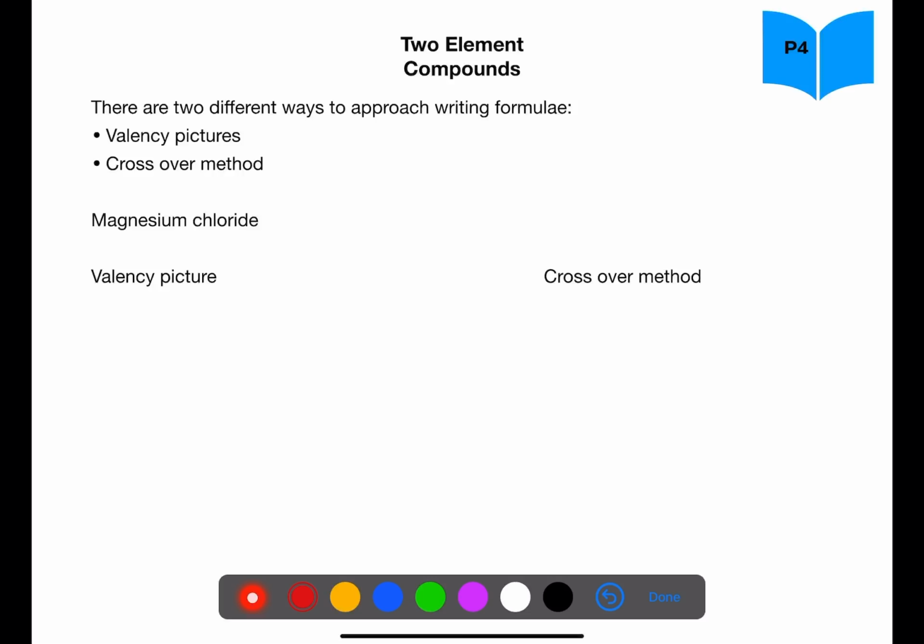I'm going to show you 2 different ways to approach writing formulae, using valency pictures and the crossover method. Here we're looking at magnesium chloride.